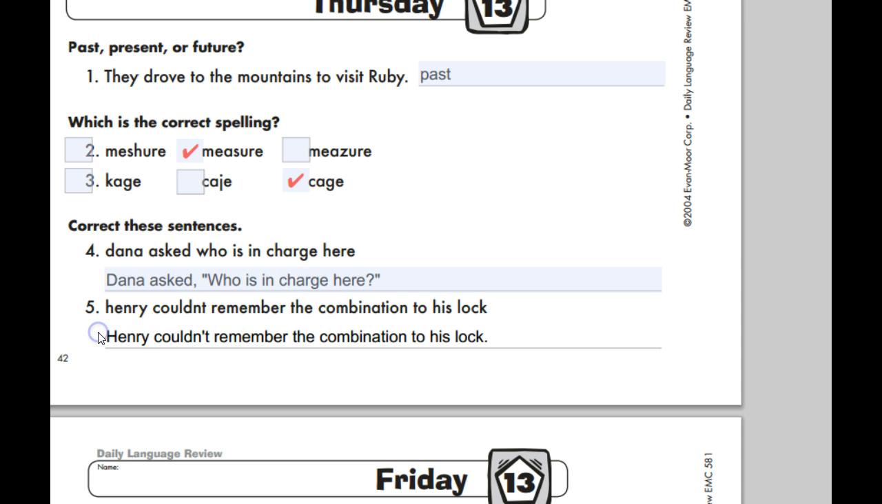Henry couldn't remember the combination to his lock. Okay, capital H for Henry because he's the beginning of a sentence and it's his name. Couldn't, this one needs the apostrophe. Remember the combination to his lock, and it is just a statement. So we need a period.